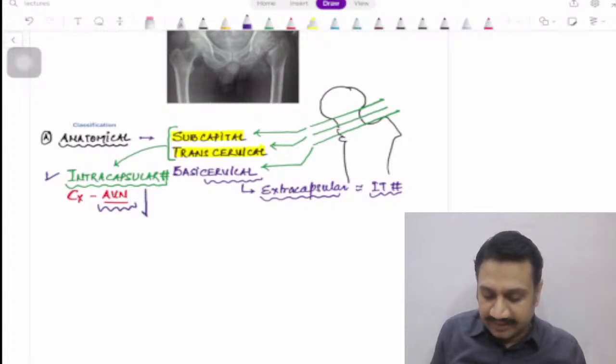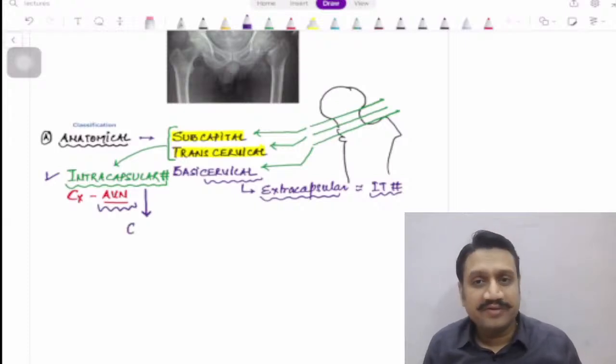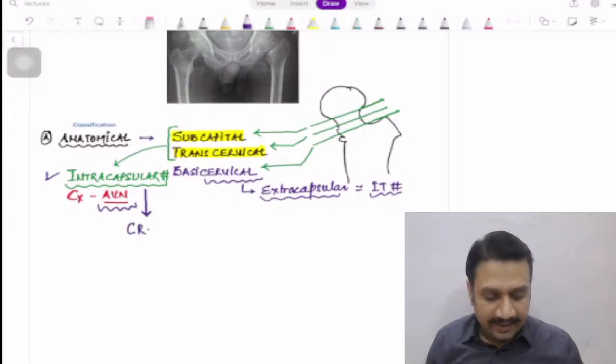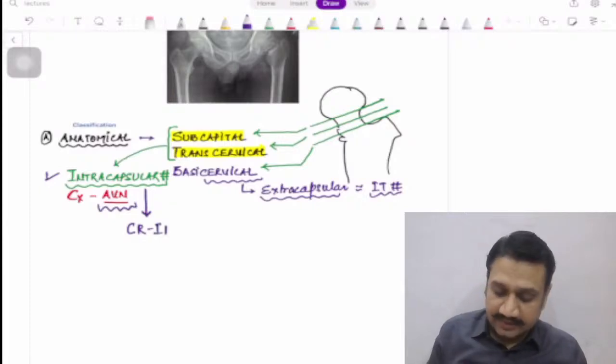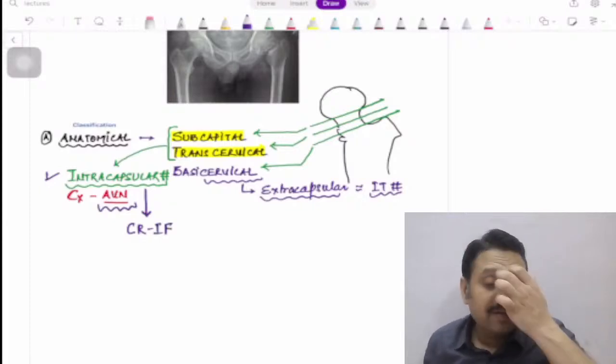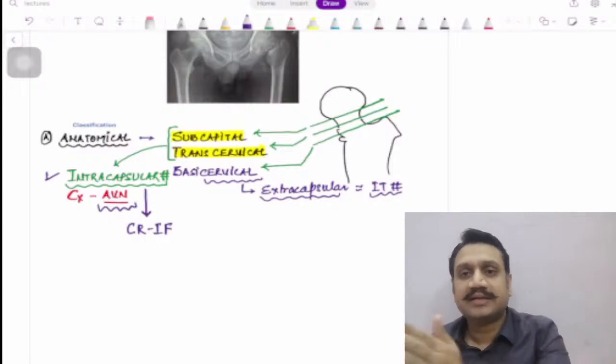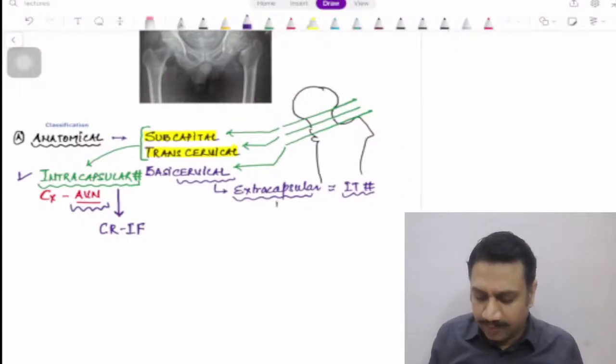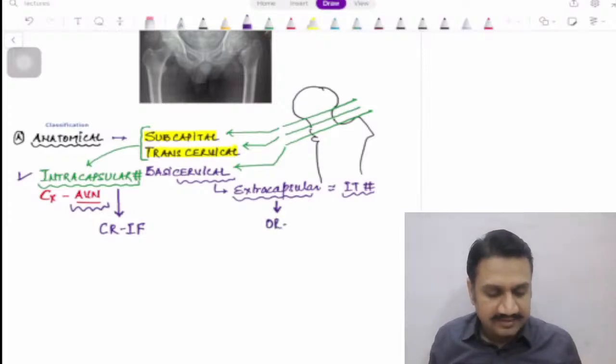So we treat them by the method of what? Closed reduction, internal fixation. And this other one, the third one, is the basicervical. The basicervical fractures are always outside the capsule, so we can easily open them and we can fix them nicely.